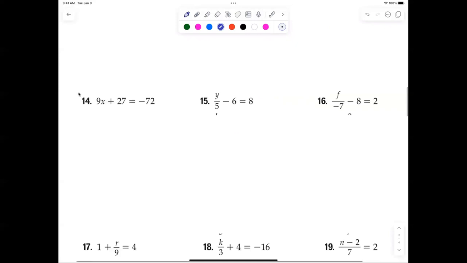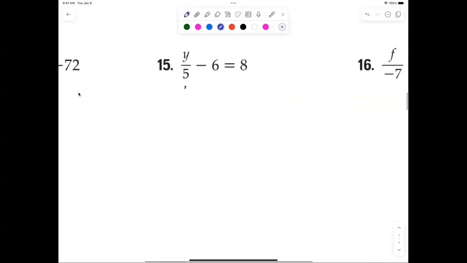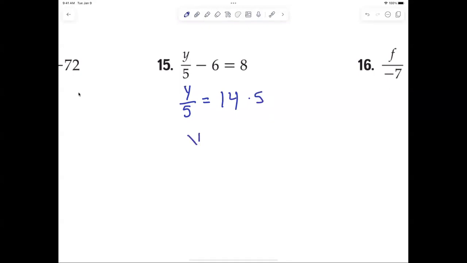Amaya, you're up. 15. What am I doing? So you're adding? Adding what? 6. Adding 6. Perfect. For y over 5. 14. And then you multiply. That's right. Multiply by 5. Now you're going to practice your mental math. What's 10 times 5? You are amazing. Good job.